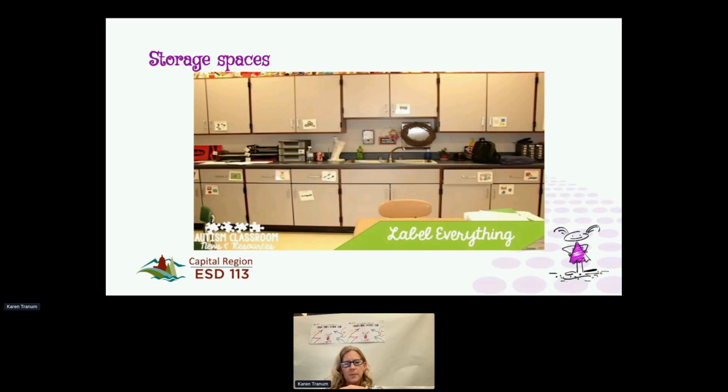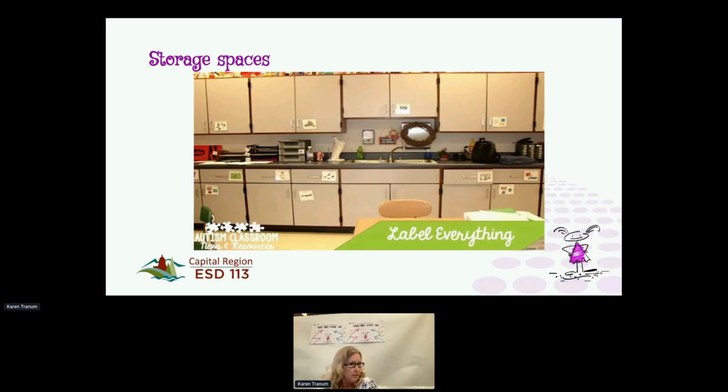So our storage spaces should be well labeled, because a lot of our students on the spectrum open cabinets and drawers a lot. And the one thing that I have found is it's not like they're looking for anything, it's that unknown. If you have things that you store away, and things that you don't want them to touch, if you can lock them, great.